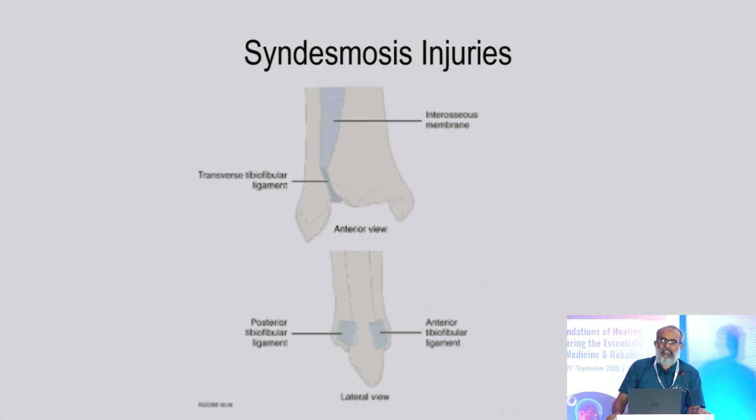Then there is syndesmosis. Syndesmosis injury means there are injuries to the ligaments between the tibia and fibula, the tibiofibular ligaments and the interosseous membrane. So these can also be injured. The problem is that there can be fractures associated with this injury.